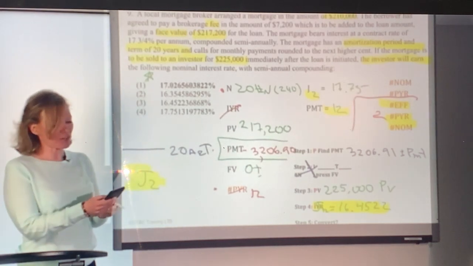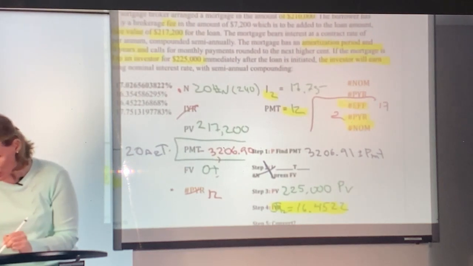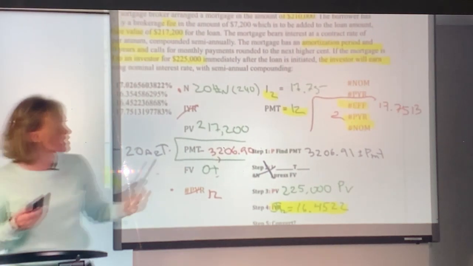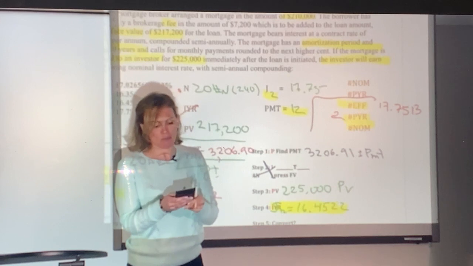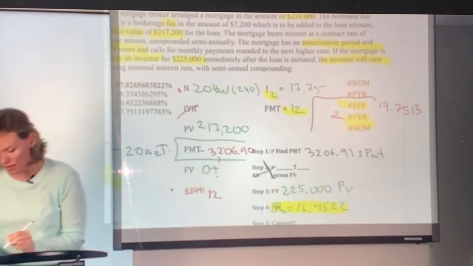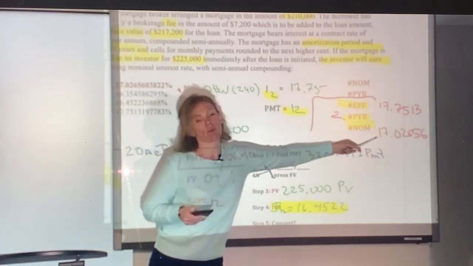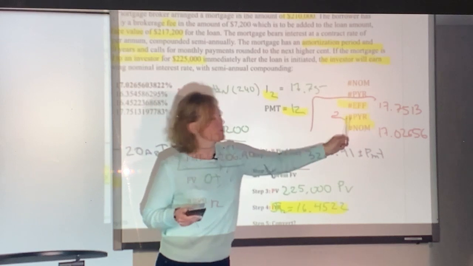So press shift effective to convert it to J1. So right now I see, just to kind of guide you, 17.7513, right? So that's what I got as a J1. Then you press 2 shift PVR, okay? It comes up as 2 on your screen. Press shift knob, and that comes up as 17.02656, right? So this is what I got. So 17.02. And that is your J2 because your PVR was 2.